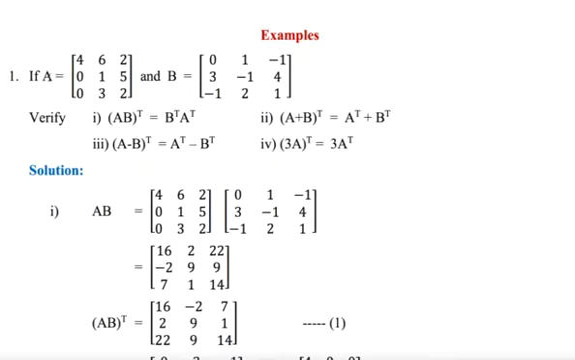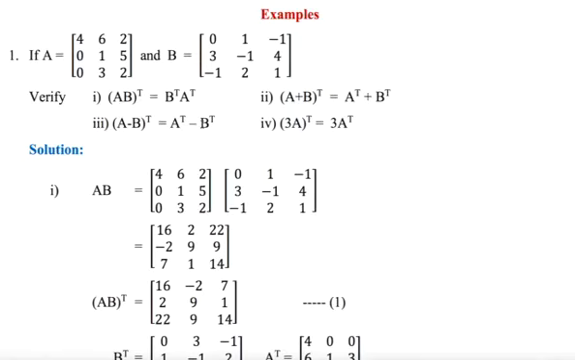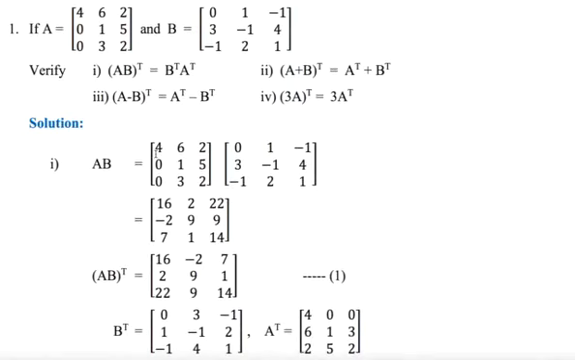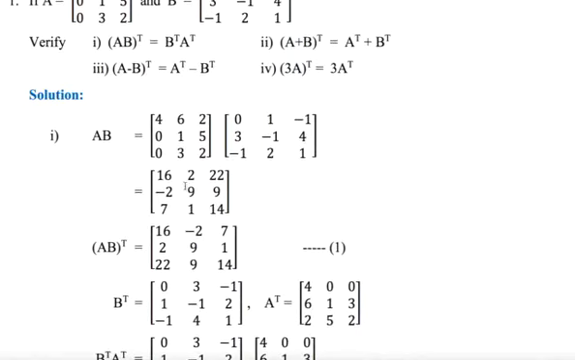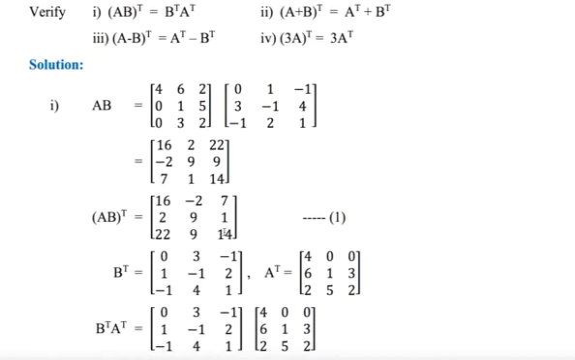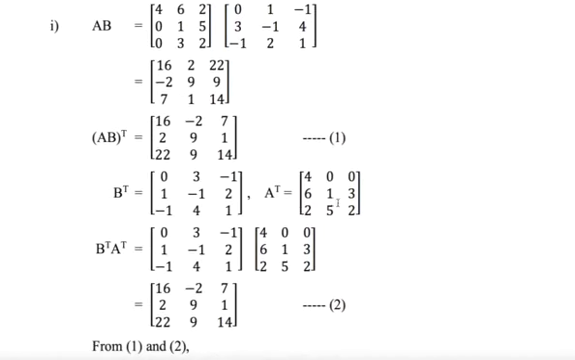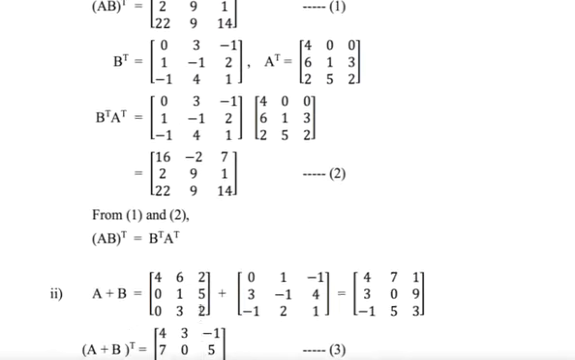Now let's see some examples. AB whole transpose, B transpose A transpose. We'll check these results whether they are correct or not. A into B is this. AB transpose is this. B transpose is this. A transpose is this. When you do B transpose into A transpose, you'll get the same result.